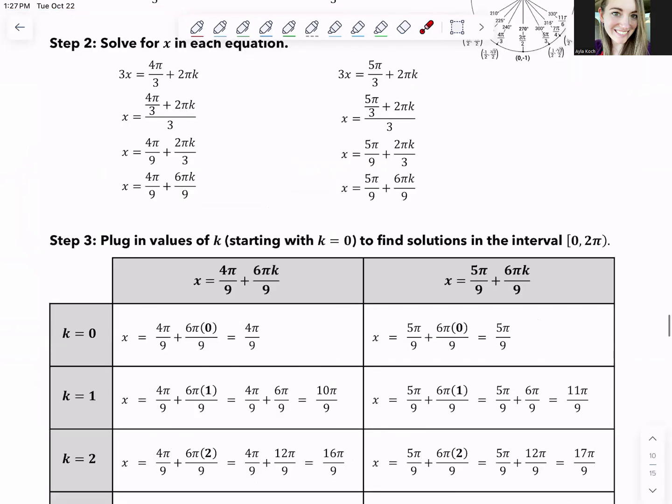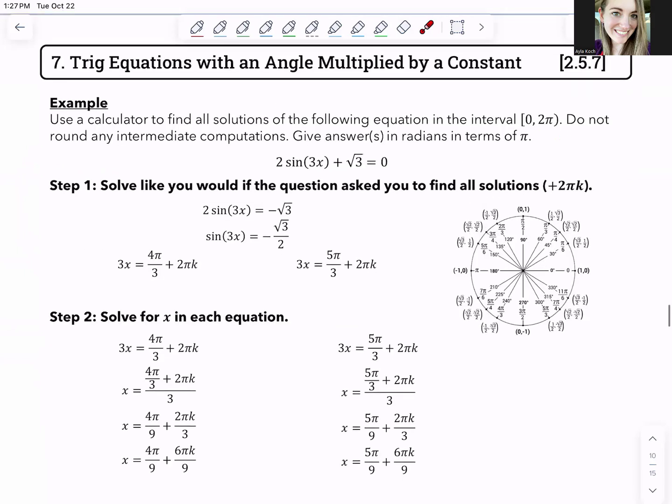And if your worksheet looks slightly different than this, please go to Canvas and download the updated worksheet because there was a math error on the original one. All right. So with these problems, we're back to finding answers that are within an interval from 0 to 2 pi. The difference is instead of it just being a theta or an x in here, it's something like 3x, 2x, 4x, x over 2, 3 halves x, something that's not just an x.